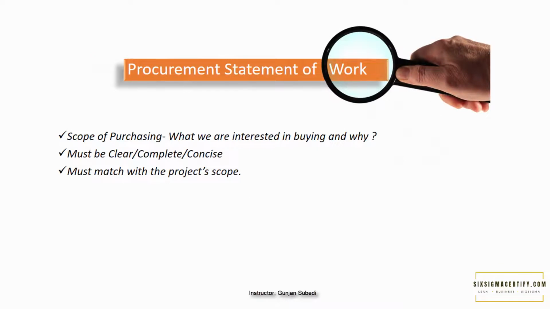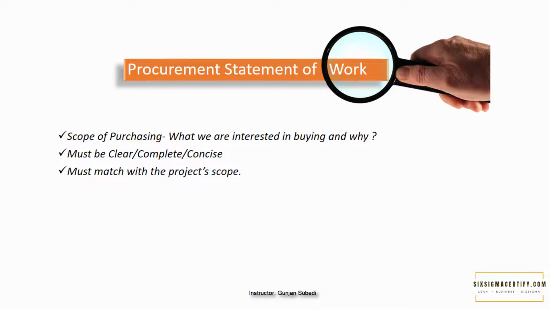We have another term, procurement statement of work. This simply means the scope of purchasing, what we are interested in buying and why. It must be clear, complete, and concise. So 3C is required for making a procurement statement of work. It must match the project scope also.